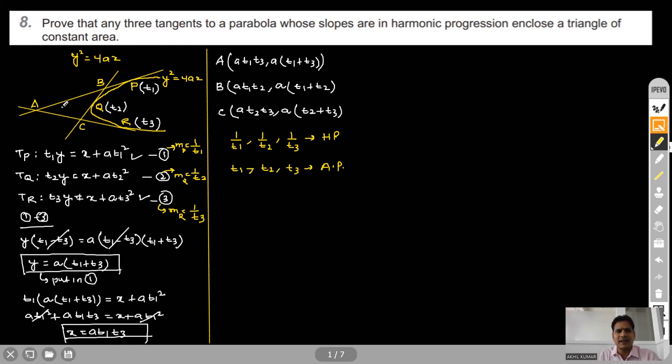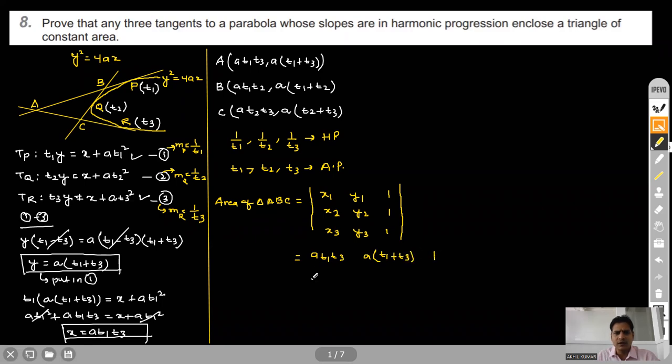So let's now focus on this triangle ABC, right? Area of triangle ABC. How can we get this area? It will be the determinant with rows X1, Y1, 1; X2, Y2, 1; and X3, Y3, 1, where X1, Y1, X2, Y2, and X3, Y3 are the coordinates of the vertices of the triangle. Now let's put in the values. Suppose I'm taking this A first, so this will be A T1 T3, its Y coordinate is A times T1 plus T3, 1. Then A times T1 T2, A times T1 plus T2, 1. And this will be A times T2 T3, A times T2 plus T3, and 1.